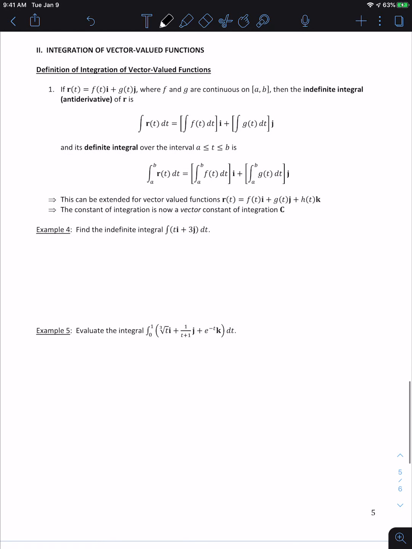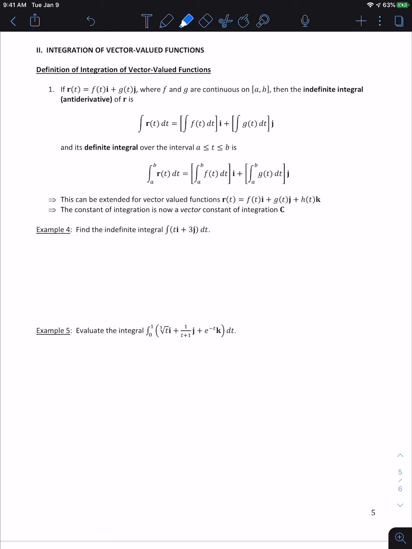Okay, so how about integration? Integration will be just as before with the derivative, and we just take the integral of each piece. So if I want to find the antiderivative of r of t, then I take the antiderivative of each piece. In the case where I have a definite integral, then once again I just take the definite integral of each piece. And this can be extended to vector valued functions of 3 dimensions. I just take the antiderivative of all 3.